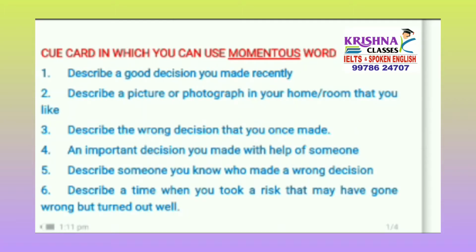I am going to explain one new word, which is momentous. And very first, I have provided you the list of 10 cue cards in which you can use this word.